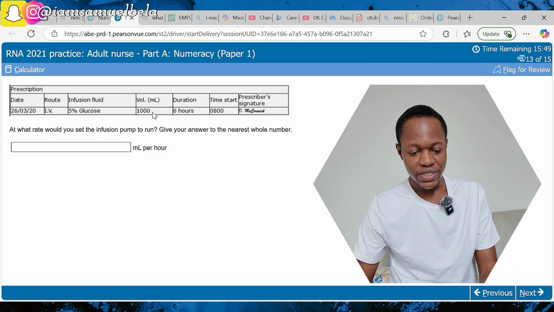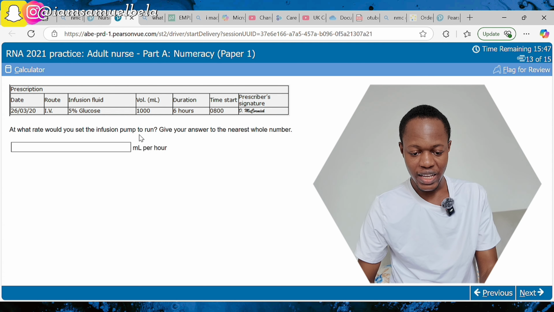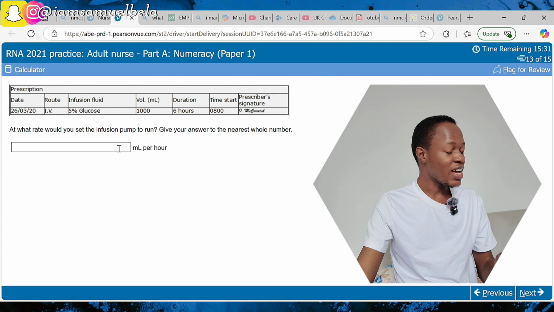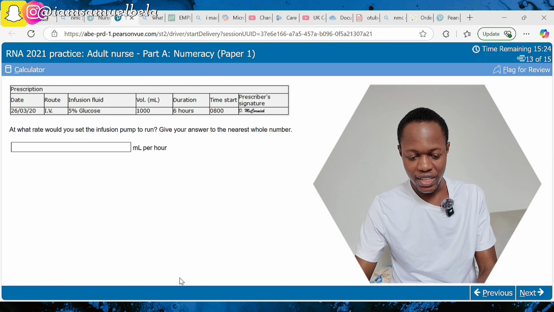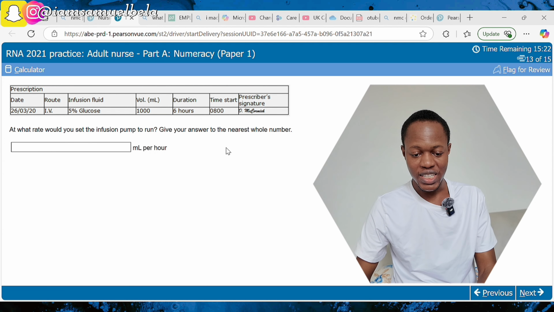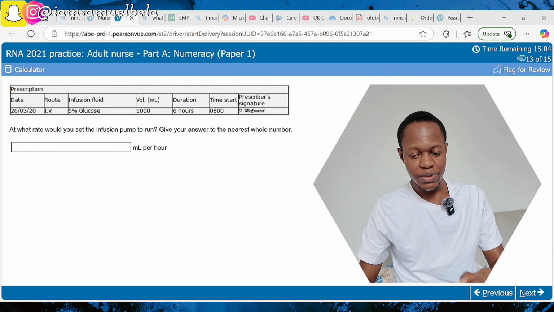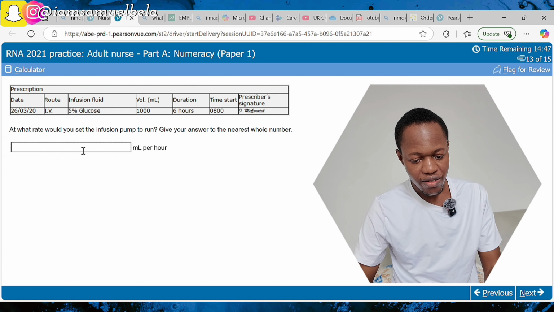So the same thing goes for this again. 1000 mil in 6 hours. At what rate should you set the infusion pump to run? Give your answer to the nearest whole number. You've got 1000 mil to run for 6 hours. Let me do the proper calculation. That will be 1000 divided by 6, which is 166.67. Your calculator would show something like 0.67. So give your answer to the nearest whole number.